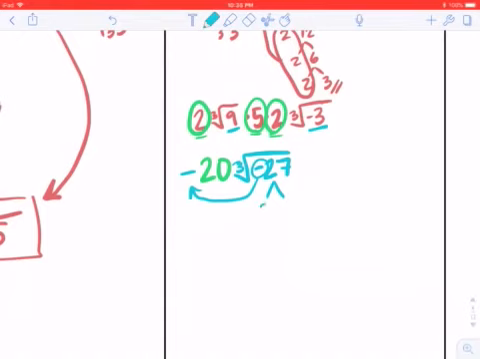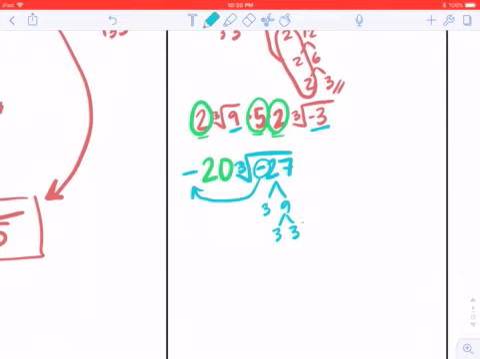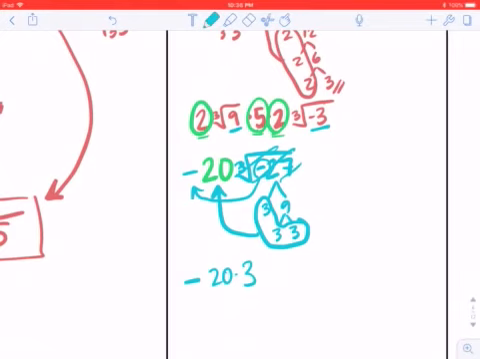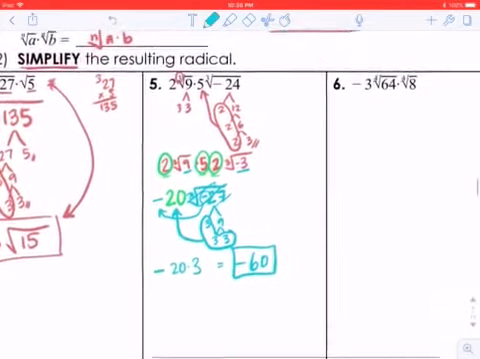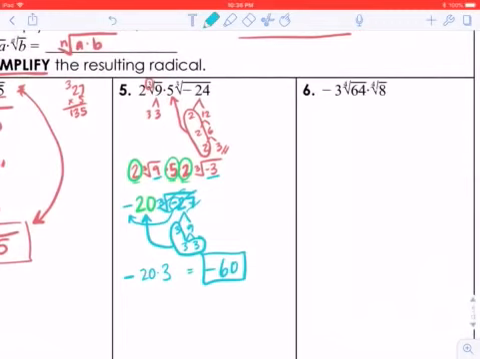And then 27 breaks into 3 and 9, 3 and 3. I'm looking for groups of 3. So here is my group of 3, which is also going to multiply times the 20. So I have negative from here, 20 times 3. And then I use everything, so I don't actually have to write this anymore. So it would just be 20 times 3, which is negative 60. That's my answer. Can be pretty complicated, but simplifying first will sometimes help you cut down on time.